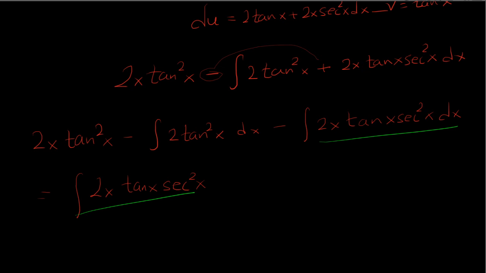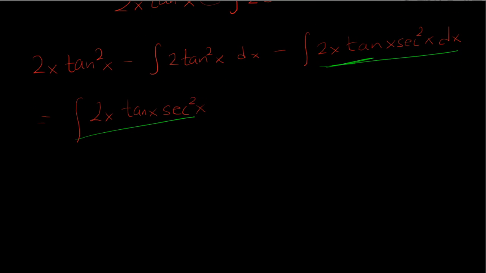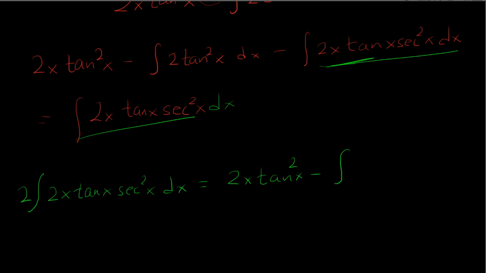So I'm going to add this to the right. So I have 2 times integral 2x tangent x secant squared x dx is equal to 2x tangent squared minus integral, I can just pull out the 2, tangent squared x dx. I can cancel out each of these 2's.